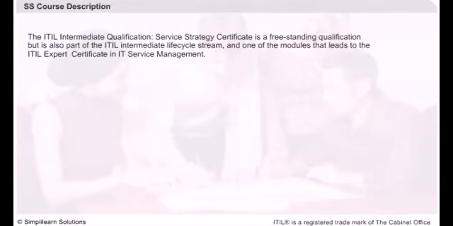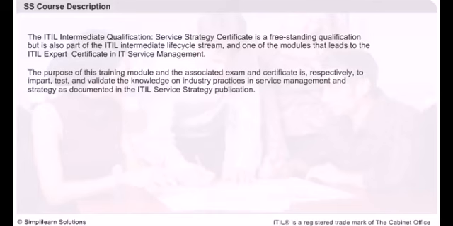The ITIL Intermediate Qualification Service Strategy Certificate is a freestanding qualification, but is also part of the ITIL Intermediate Lifecycle stream, and one of the modules that leads to the ITIL Expert Certificate in IT Service Management. The purpose of this training module and the associated exam and certificate is, respectively, to impart, test, and validate the knowledge on industry practices in service management and strategy as documented in the ITIL Service Strategy publication. Let's understand the objective of this course in the next slide.